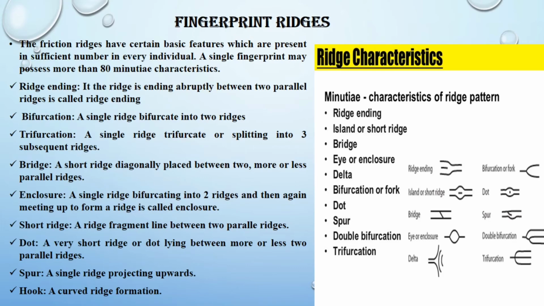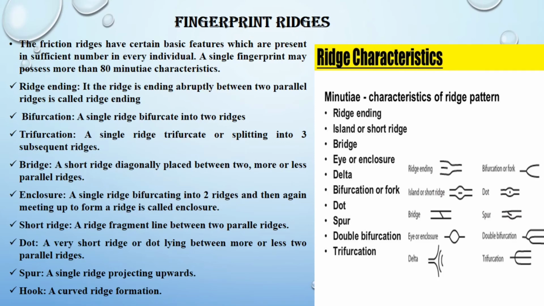In case of bifurcation, here you can see in the picture, it is also known as fork because of its structure. A single ridge bifurcates into two ridges, giving the structure of a fork. In case of trifurcation, a single ridge splits into three subsequent ridges. In case of bridge, a short ridge is diagonally placed between two more or less parallel ridges. In this picture also you can see one ridge diagonally placed in between the two parallel ridges.